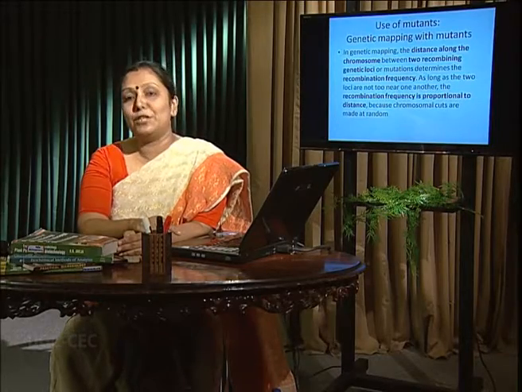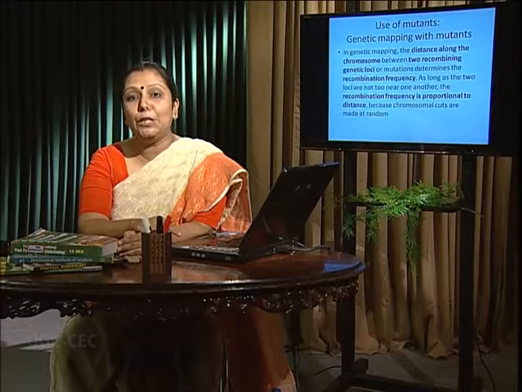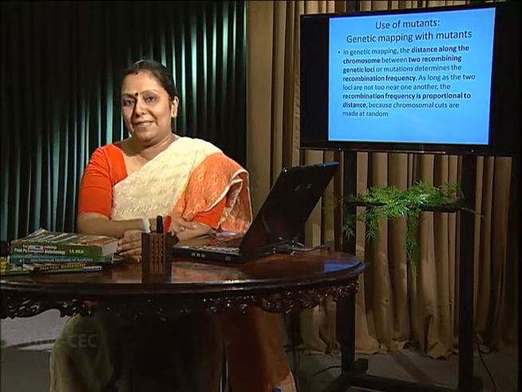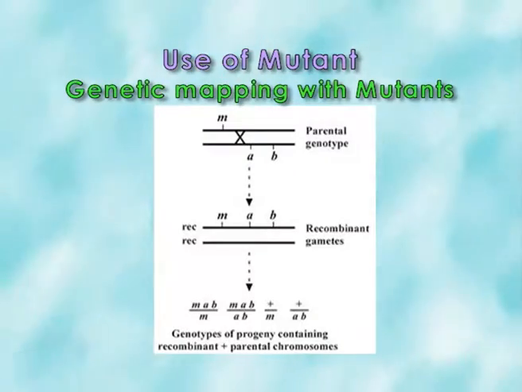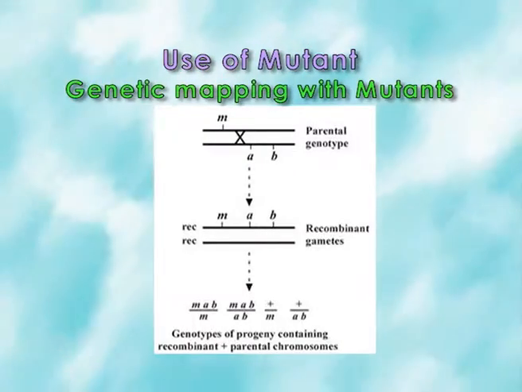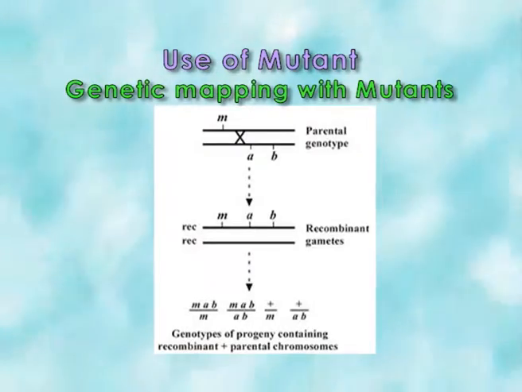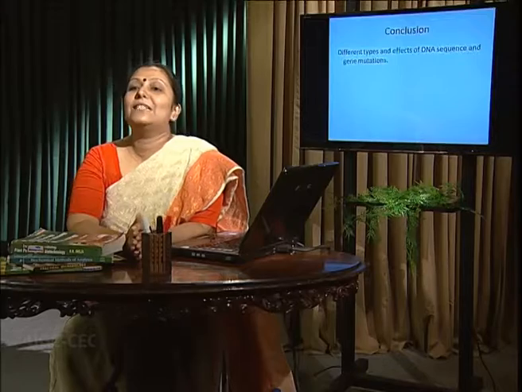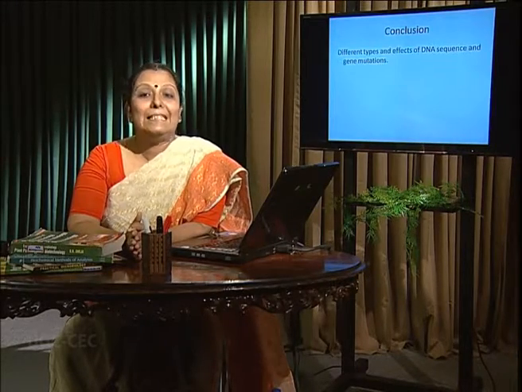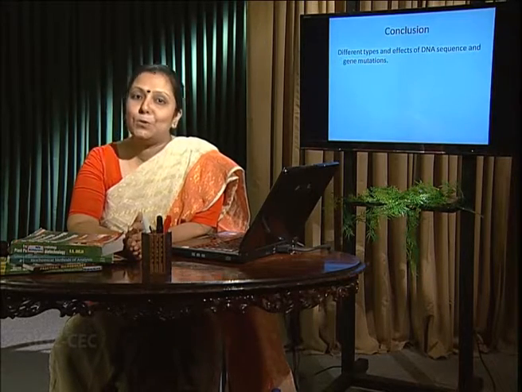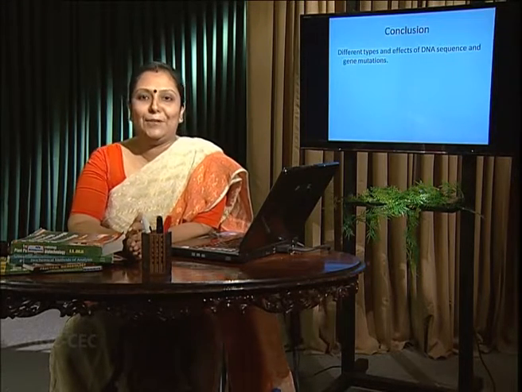So mutation is used for genetic analysis through detection of gene recombination frequency, because recombination frequency is directly proportional to the distance between genetic loci on the chromosome. So it helps to map the chromosome. So we have discussed different types of DNA sequence and gene mutation. There are different aspects that show the different types of phenotypes. Thank you.